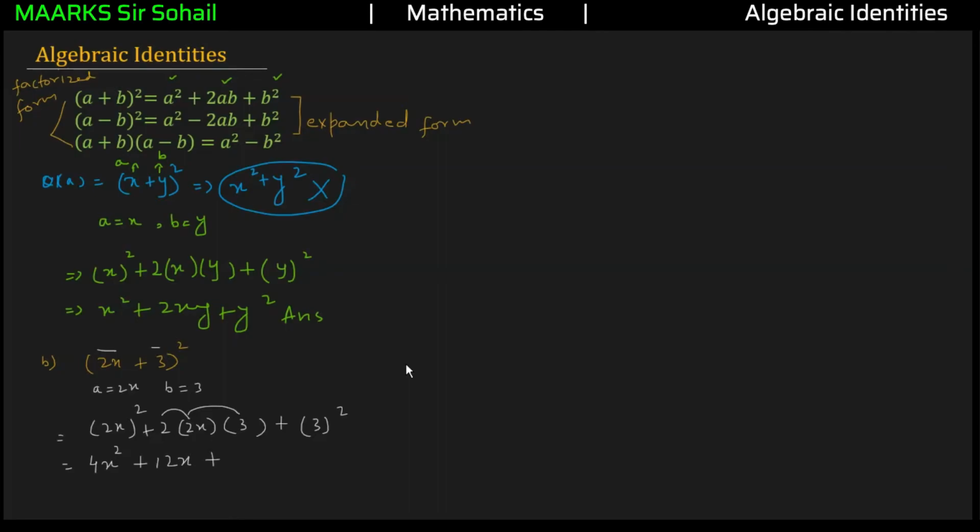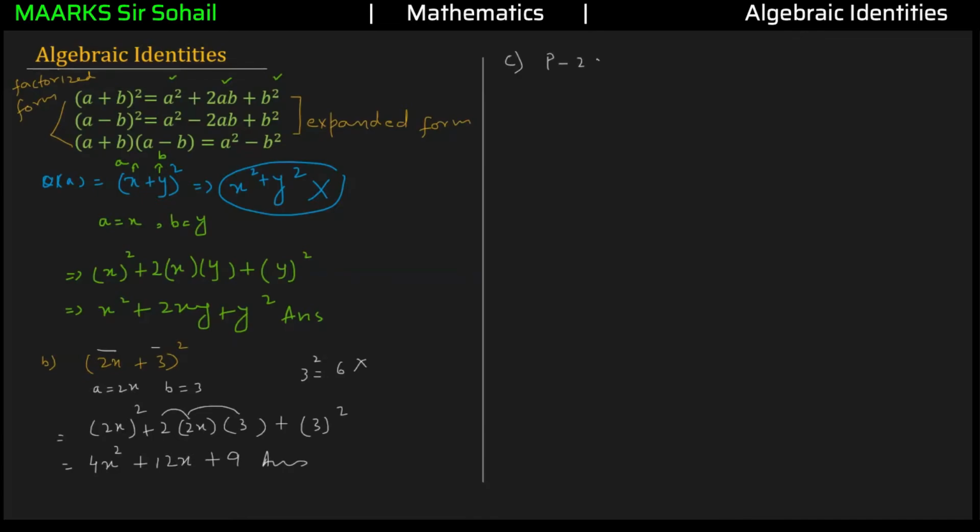Plus 3 square. Now again a common mistake which students make is that they write 3 square as 6, which is again wrong. 3 square doesn't mean 3 2s are 6. 3 square means 3 multiplied by 3. 3 square means 3, 2 times. If it is 3 cube, then 3 multiplied by 3 multiplied by 3, 3 times. So 3 square means 3 multiplied by 3. So 3 3s are 9. So this is the answer of it. Now I'll give you one more example.